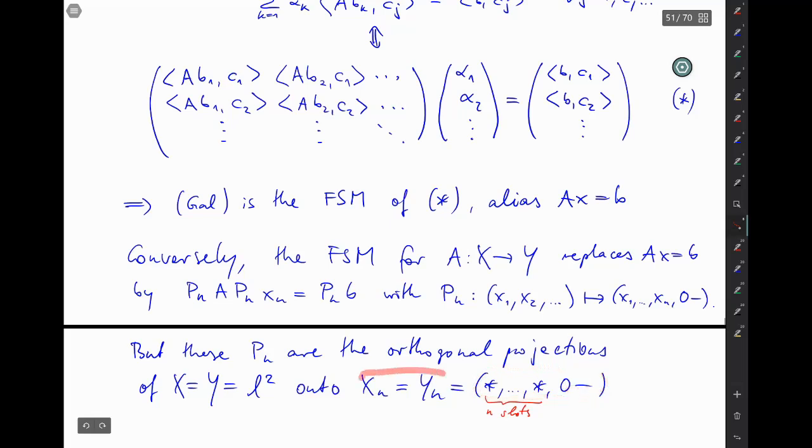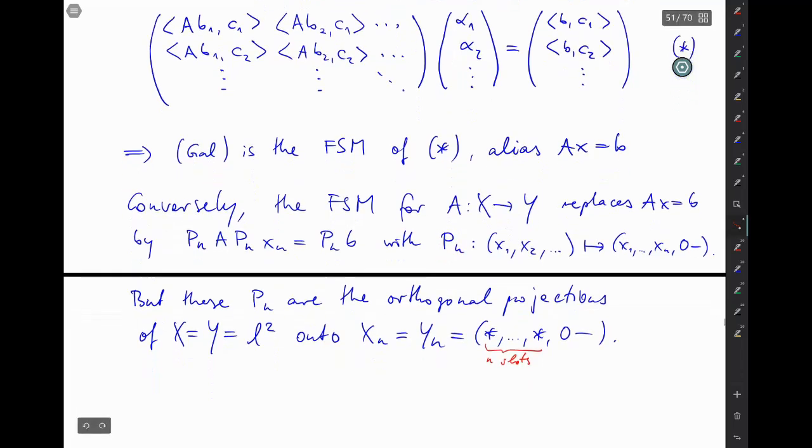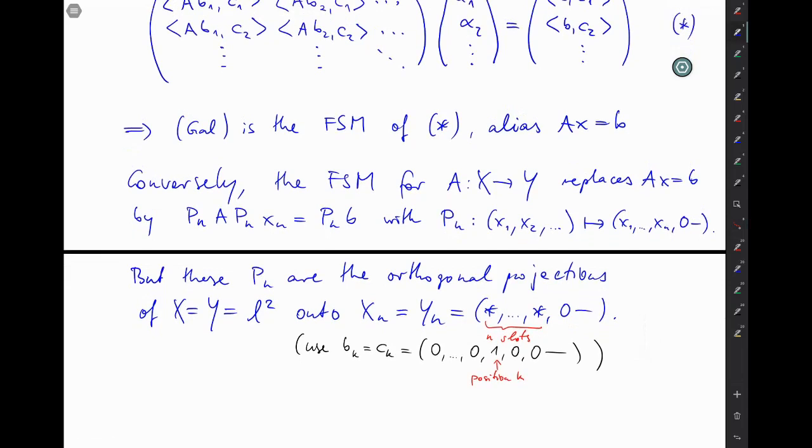Okay, and these are subspaces that you call Xn, and the same Yn, which are just the images of this truncation operator Pn. And to span these subspaces, you would just use the first n canonical vectors. And with this setup, you see that the FSM on your L2 space is a particular Galerkin method.